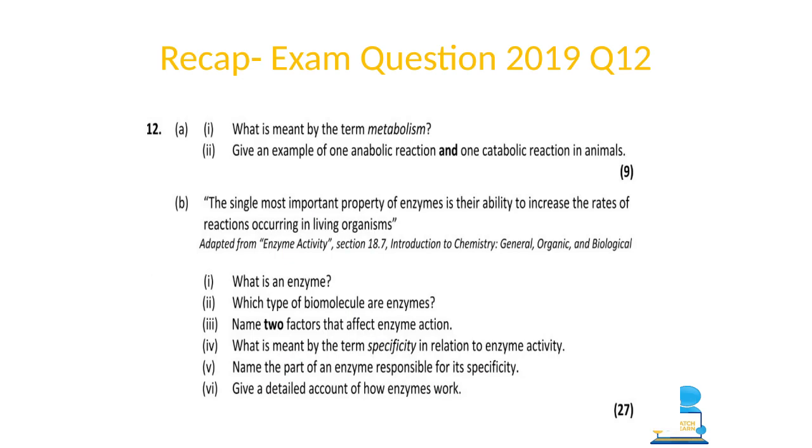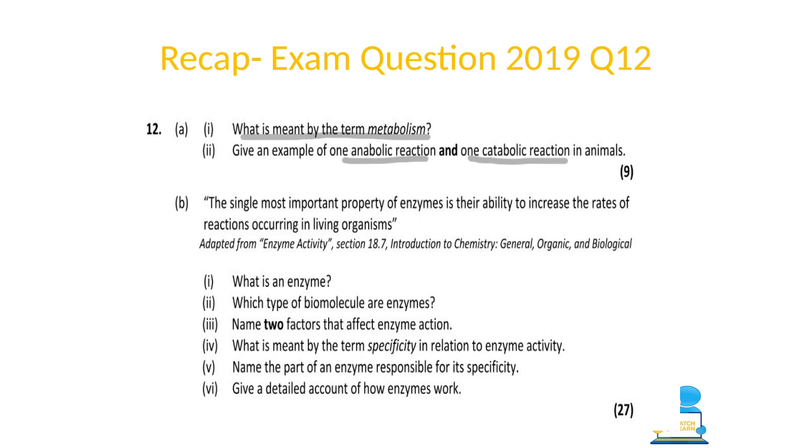Finishing off the lesson on enzymes, we're going to look at exam paper 2019 question 12 A and B. Between part A and B, this section was worth 36 marks. If you look at section A, there's 9 marks going for this particular part. So what is meant by the term metabolism? And again, this is your definition that we need to give word for word, and then give an example of one anabolic reaction and one catabolic reaction in animals.